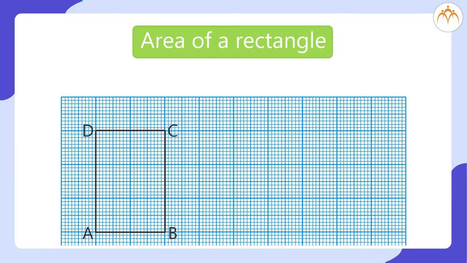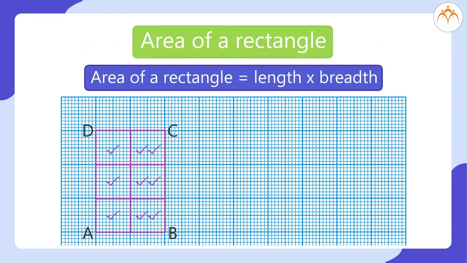Area of a rectangle. See the first figure ABCD. It has 6 squares of 1 centimeter each inside it. The formula for calculating the area of a rectangle is as follows. Area of a rectangle is equal to length multiplied by breadth.